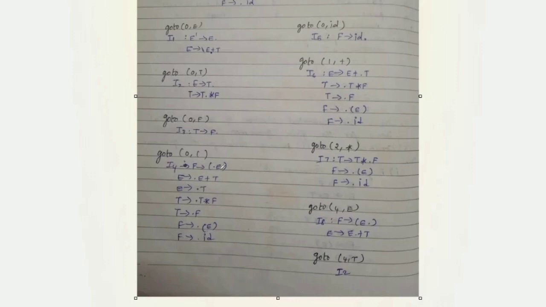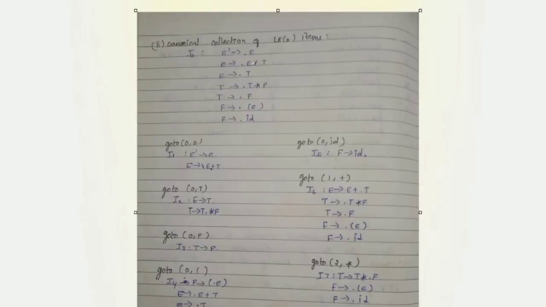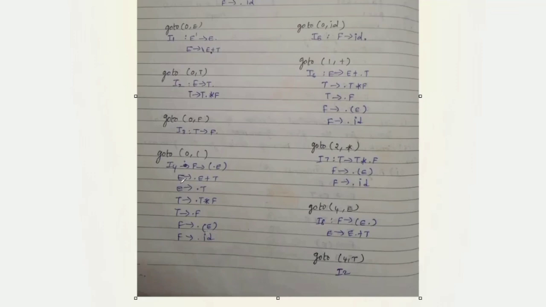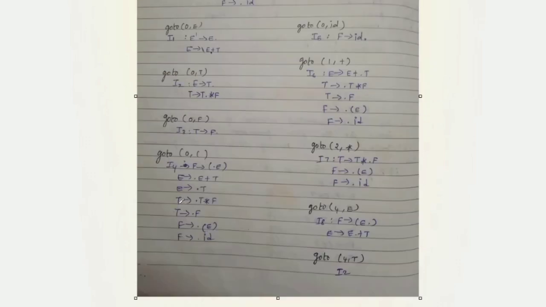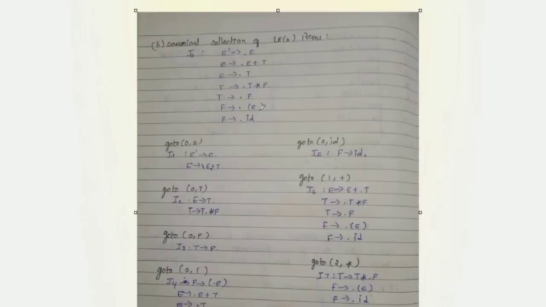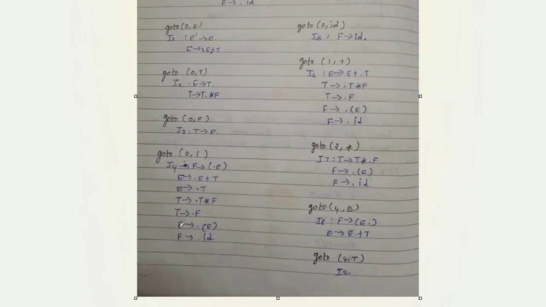We have the closure item dot E. Then we have to include the productions of capital E: E tends to dot E plus T, E tends to dot T. Since E tends to dot T is an LR(0) item, we include the productions of T: T tends to dot T star F, T tends to dot F. And since T tends to dot F, we include the productions of F: F tends to dot open bracket E close bracket, F tends to dot ID. The entire set of productions we name I4.